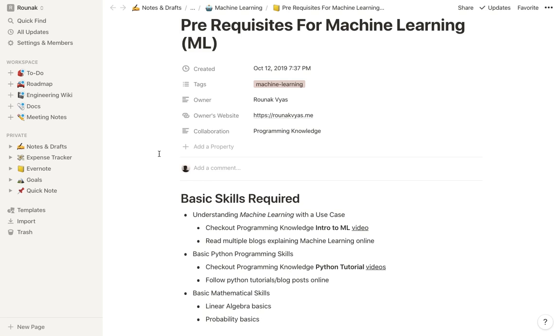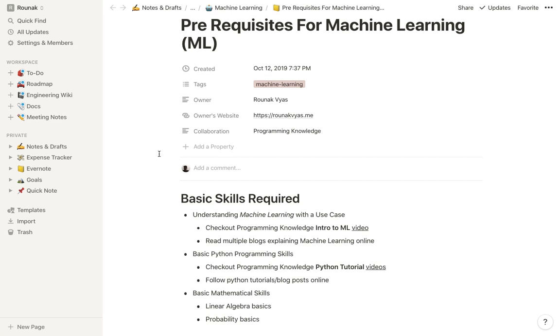The next thing is basic mathematical skills. Machine learning has a lot of mathematics involved behind the scenes, and to understand machine learning properly, one must have these basics in their bags. First is linear algebra basics. We should know how to solve a linear equation in one variable or two variables. And for probability basics, we just need to know the very simple basics of probability, the basic formula and how probability works. After this, we can branch out to different types based on what our end goal is.